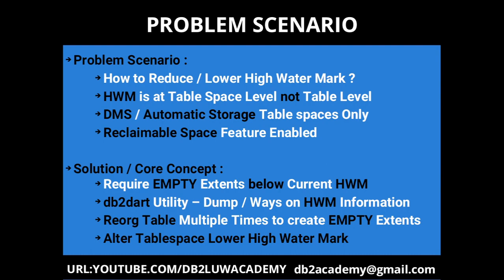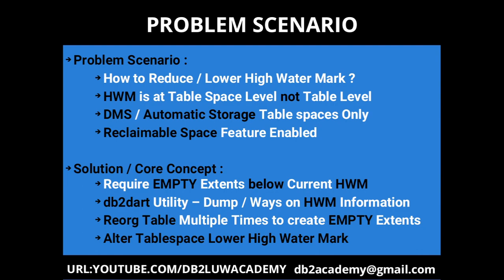If you want to understand that, then you can look at the NPAGES and FPAGES of the statistics and try to figure out which table is having more empty space, and give preference to reorg of those tables first. In a way, you will have to do reorg on multiple tables multiple times to generate those empty extents below the high water mark. You can even ask the db2dart utility to suggest ways. It can suggest the sequence of reorgs. If it is not very accurate, then you will have to do it multiple times manually.